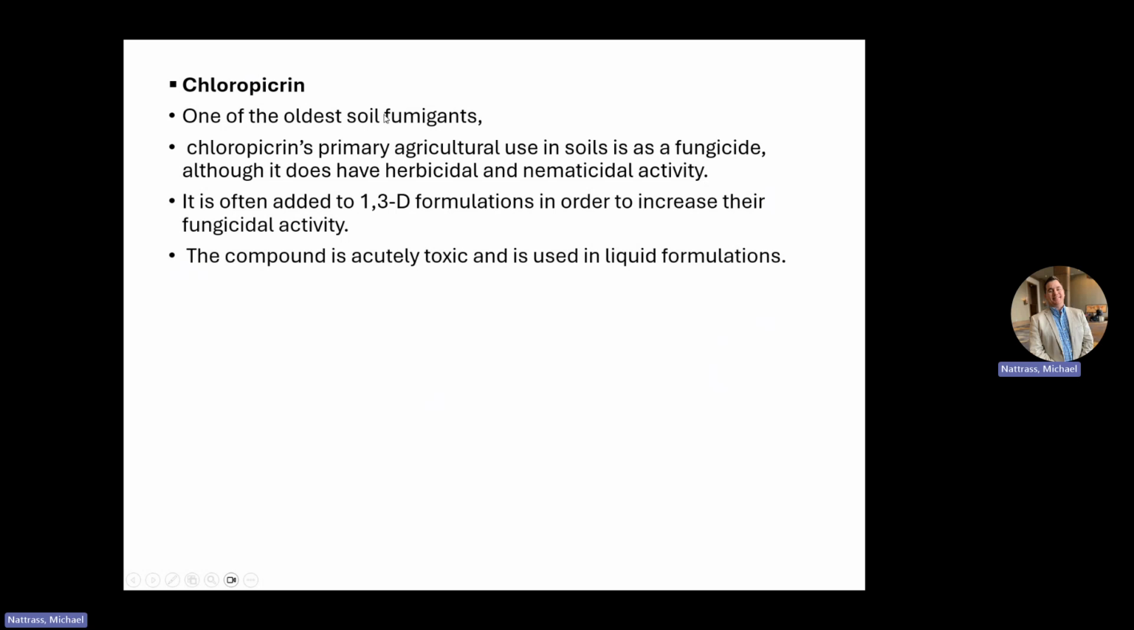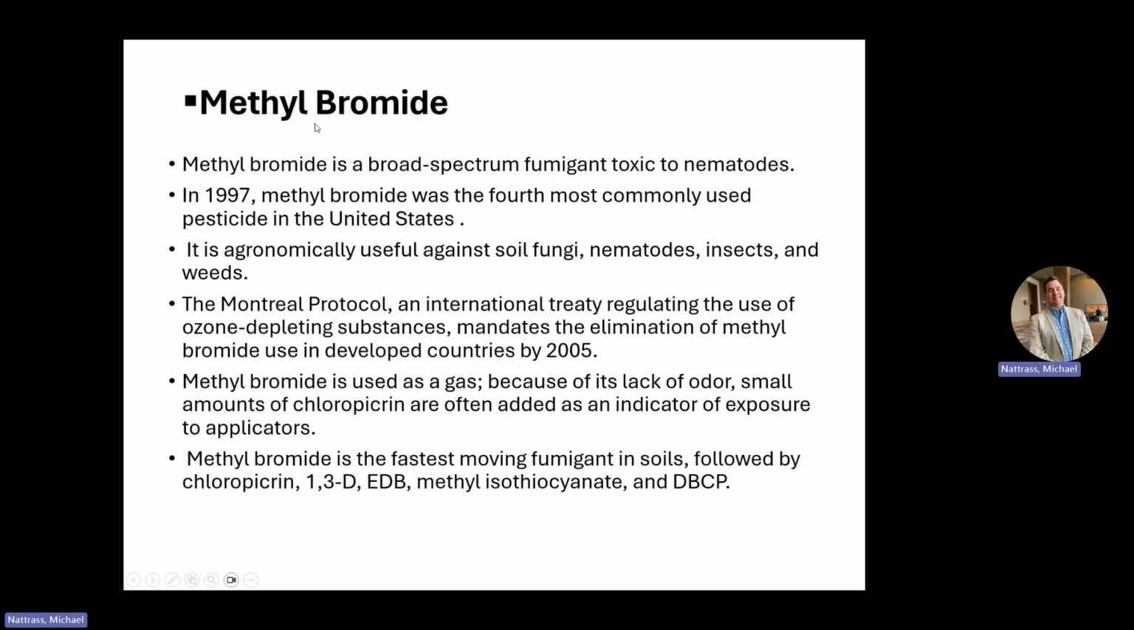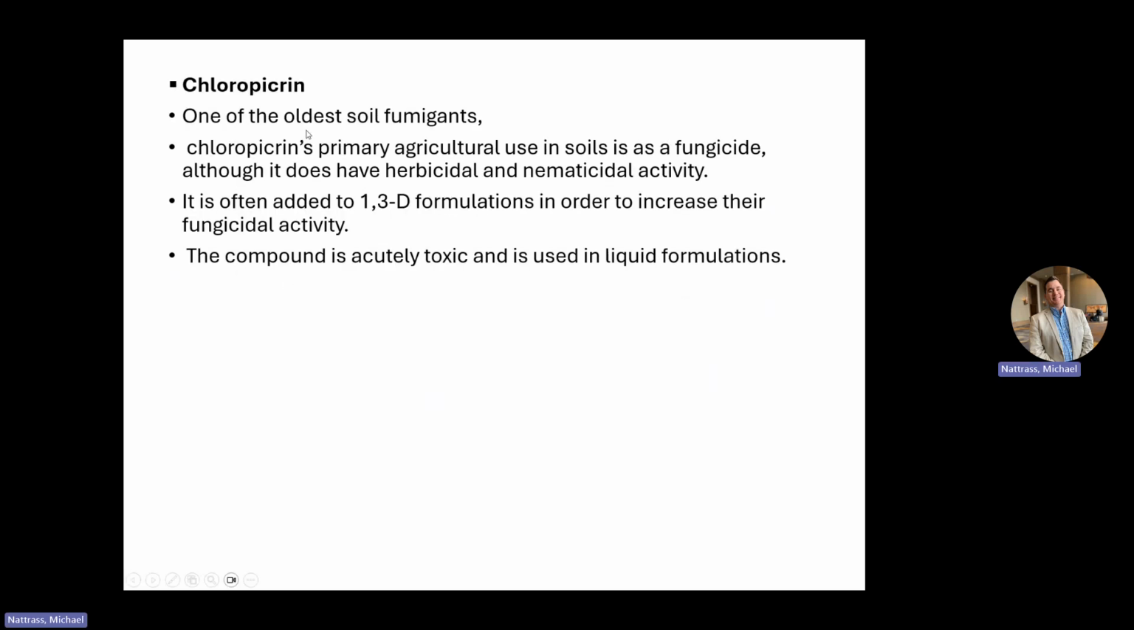Chloropicrin is one of the oldest soil fumigants. It has both herbicidal and nematode activity, but it's toxic. I'm not real familiar with this one, but it seems that once they realized that most of these compounds have this ozone depleting potential, they kind of went away from that. I mean, these are very difficult to apply.